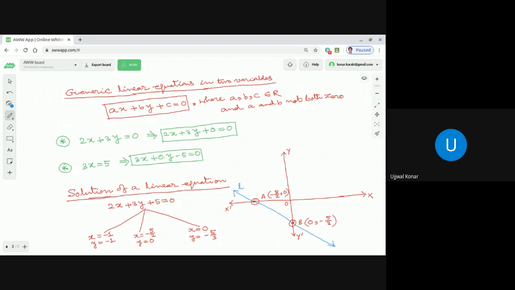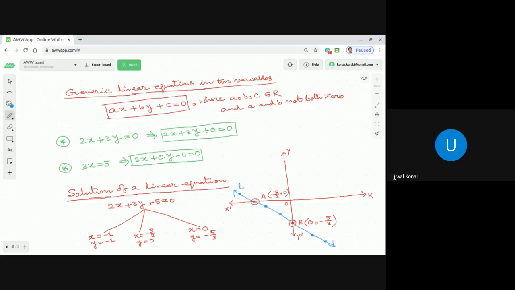Now, any point on that straight line is actually a solution to the linear equation 2x plus 3y plus 5 equal to 0, correct or not? You take a point here, here, here. Anywhere you take a point, you will find all these points are solutions to the given linear equation, 2x plus 3y plus 5 equal to 0. Now, a straight line contains how many points? A straight line contains an infinite number of points. Hence, there are an infinite number of solutions.